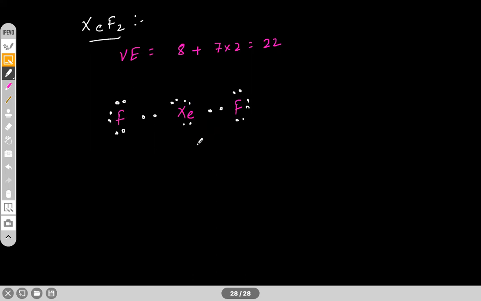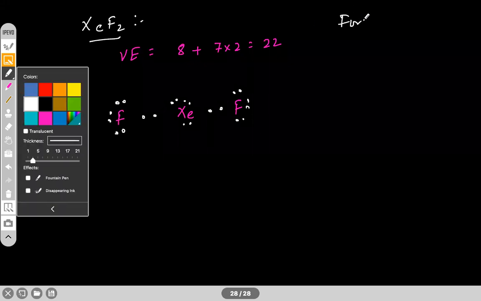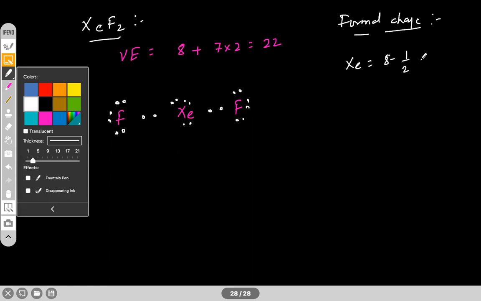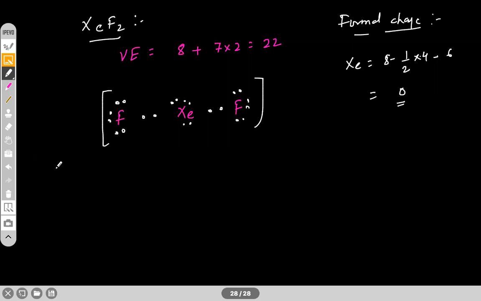Then if you calculate the formal charge, what is the formal charge on xenon? For xenon, the formal charge is 8 minus half of 4 minus 6. So 0. There is no charge on xenon. Fluorine also has 0 formal charge. Hence this is the Lewis dot structure we have. Any doubt? Try this one. XeF4.